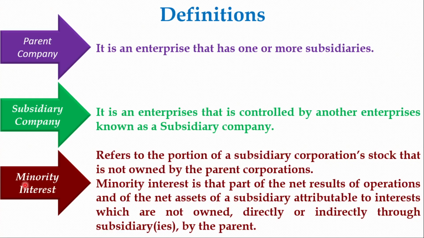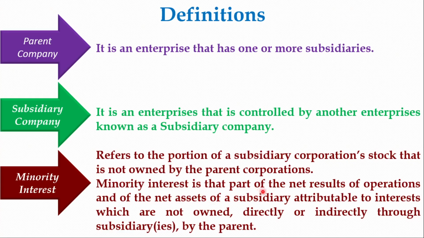So in that case, minority interest refers to the portion of a subsidiary corporation's stock that is not owned by the parent company. As I earlier mentioned, in the case of A Limited and B Limited, 60,000 shares out of 1,00,000 are owned by B Limited. So that is the parent share. But 40,000 shares are not owned by the parent company. That means that 40,000 is called minority interest.